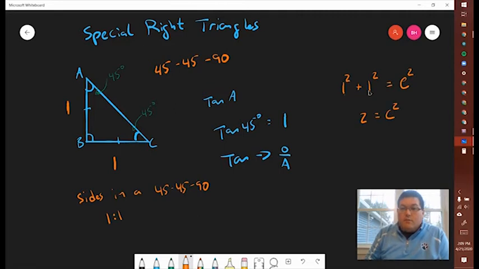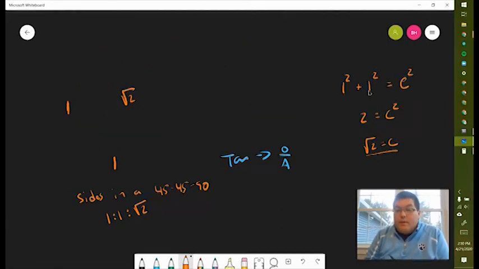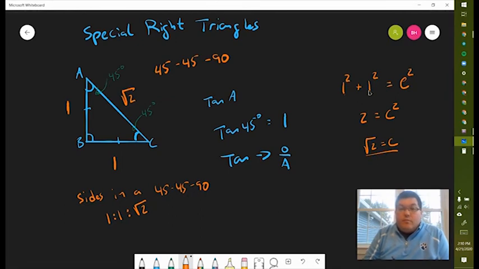And if 2 is equal to c squared, then we know that the hypotenuse is rad 2. It's going to be a lot easier to leave this in simplest radical form. So in a 45, 45, 90 triangle, our legs are in a 1-to-1 to rad 2 relationship with our hypotenuse. Okay, so that's the 45, 45, 90 triangle.